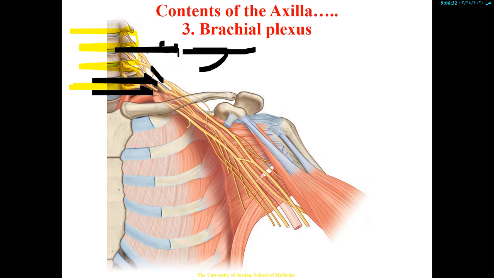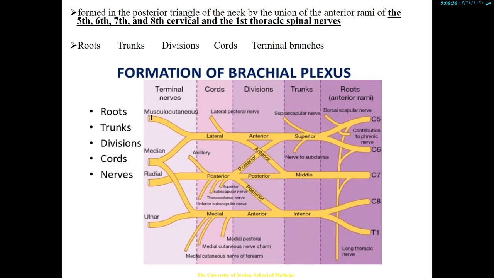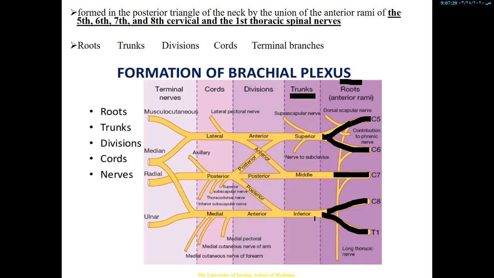So C5, let's do it here. C5 unites with C6 and they form the upper trunk. This is trunks, here roots. The root number 7 does not unite with anything. It is by itself forming the middle trunk. The C8 plus T1, they unite and they form the inferior trunk.